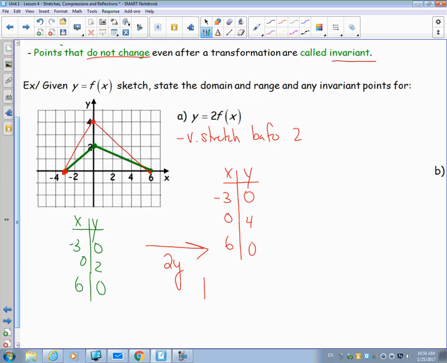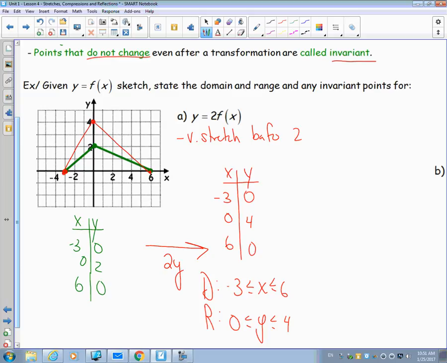We're asked for a domain and range. These are all real numbers. I don't have room, so I'm not going to write the part about all real numbers. I'm just going to write the interval notation. But our domain goes from negative 3 to 6. And our range goes from a low of 0 up to 4. And you can find that by looking at your picture or simply looking at your table for the highest and lowest numbers. Done. That's it. We got a sketch, we got domain and range.